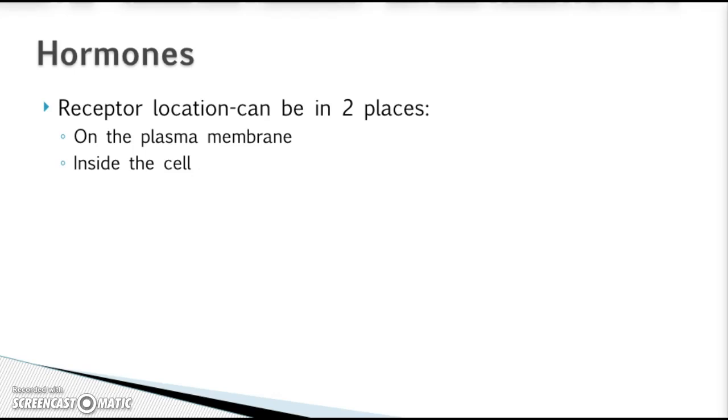Now that we have talked about the different classes of hormones, how do these hormones work? Remember that a hormone travels throughout the bloodstream and will only affect cells that have the correct receptor. These receptors can be found in two places, on the cell membrane or inside the cell. Depending on the receptor location, the hormone will affect the cell in two different ways.